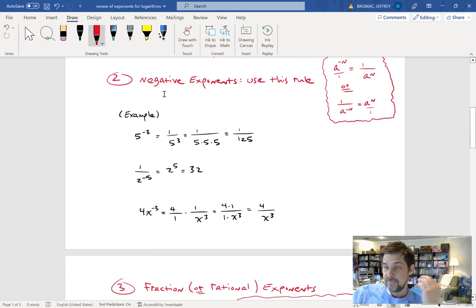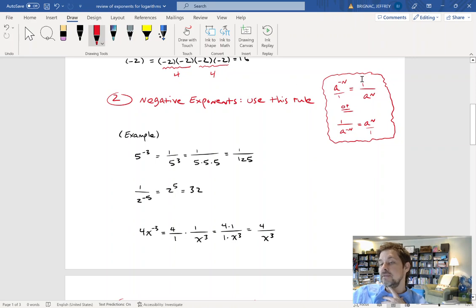Sometimes we will have negative exponents, so let's talk about that a little bit. Let's just use a rule for this one. If I have some number a to a power negative n, where that power is negative, then that is 1 over a to the power n. So the negative exponent is corrected this way.